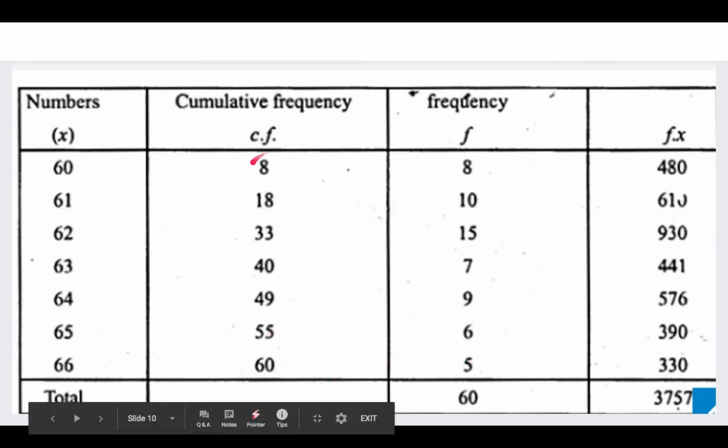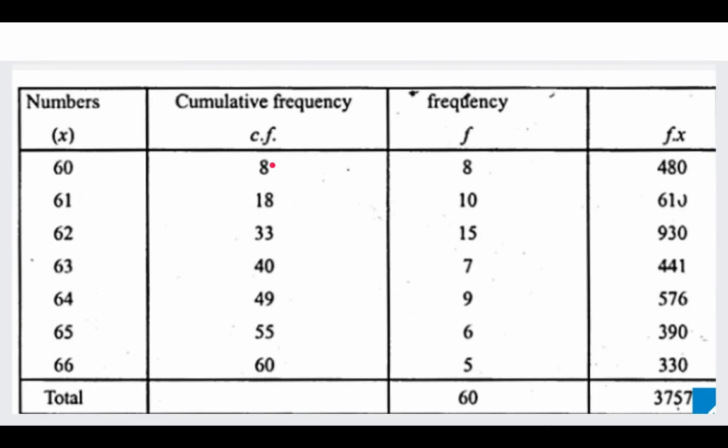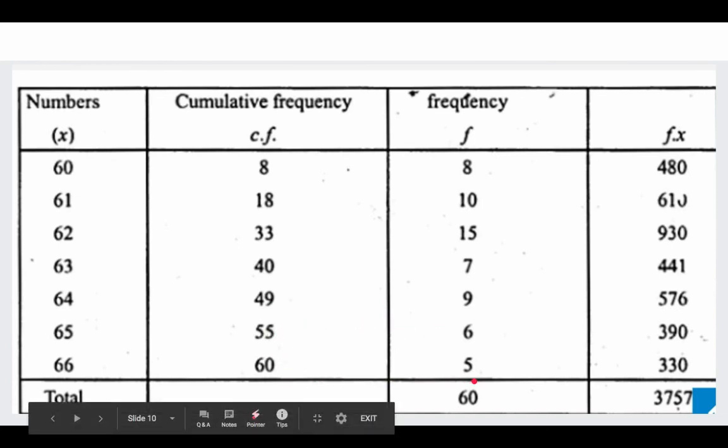I repeat once again. Take the first value as it is, no change, 8. Now for the next, keep subtracting. 18 minus 8, 10. 33 minus 18, 15. 40 minus 33, 7. 49 minus 40, 9. 55 minus 49, 6. 60 minus 55, 5. Clear?